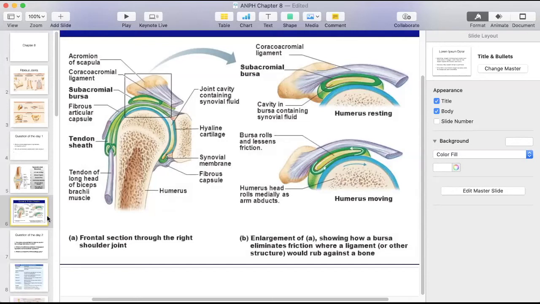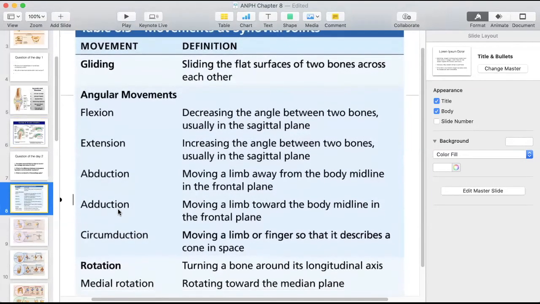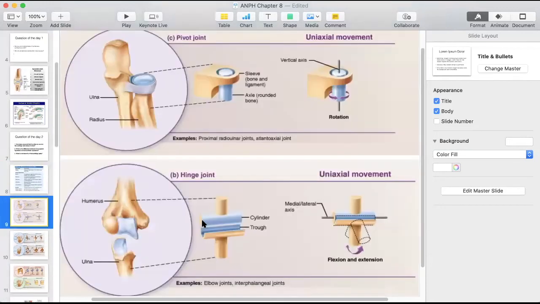Okay, moving on. So now I have not talked about this yet, but we have the types of movements, and this is going to be during lab. But let's go ahead and look at some examples of these.